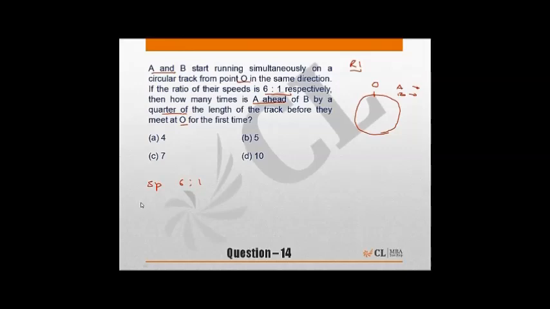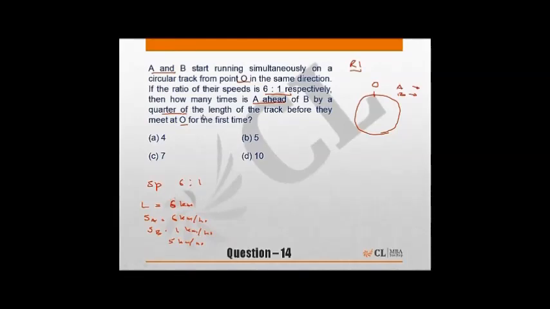So let us assume the length of the track, or circumference of the track, to be 6 kilometers. Speed of A equals 6 kilometers per hour and speed of B equals 1 kilometer per hour. This satisfies the conditions, which also means the relative velocity of A is 5 kilometers per hour, or A gains 5 kilometers in every hour over B.